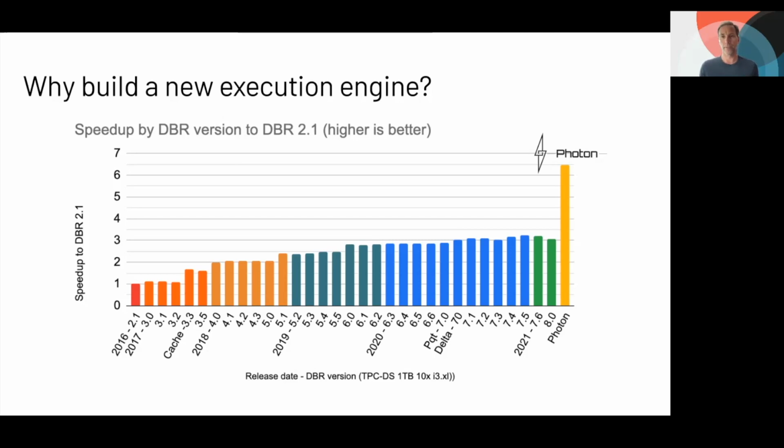Now, enter Photon. Right out of the gate, Photon is 2 times faster than DBR version 8, and thus 6 times faster than version 2.1. And we are just getting started. That is why I am so excited about Photon. Now, hopefully I got you excited about the performance of Photon. So let's dig into how Photon fits in with the Databricks Lakehouse platform.